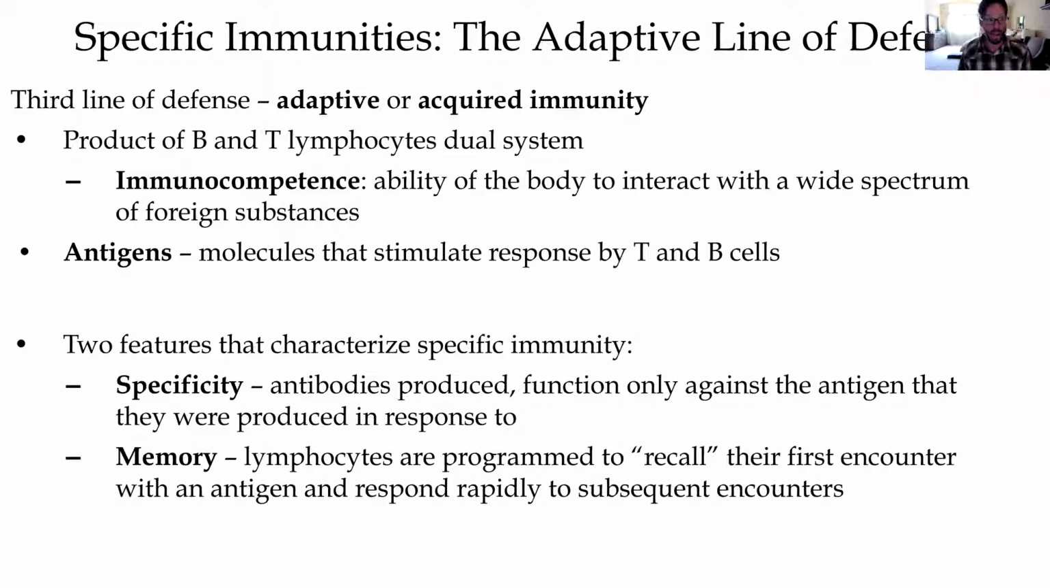And that antigen can be from a microbe. It can be from someone else's blood that's a different blood type. It can be from the pollen and flowers that a lot of us deal with. It doesn't have to just be a microbe. It could be cancerous cells.